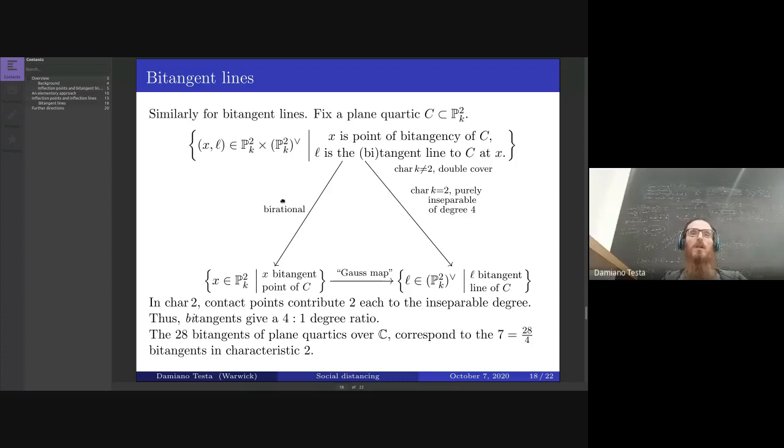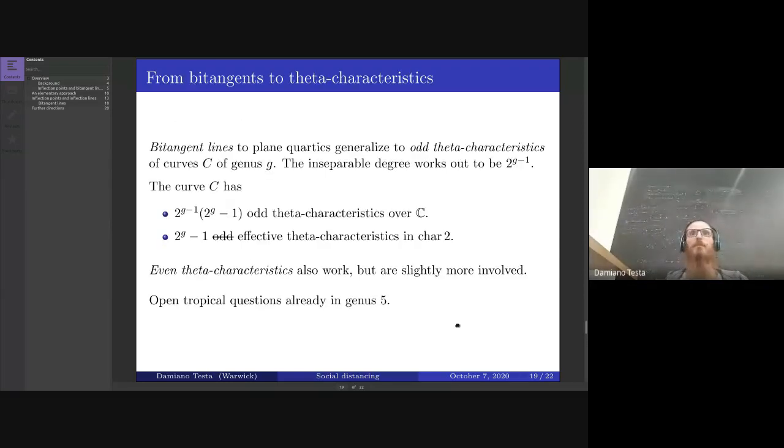And so notice that again we've proven that, for instance, the number of bitangent lines to a plane quartic over C is divisible by 4 without knowing that there were 28 to begin with. And in fact, we've shown that the number of bitangent lines to a plane curve of any degree is divisible by 4, without having to know the Plucker formulas or anything of the sort. Okay, so let me move on.